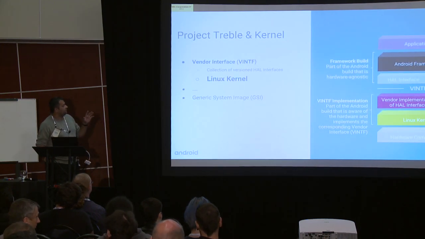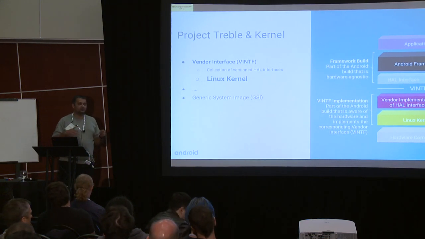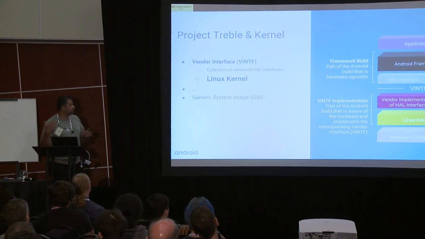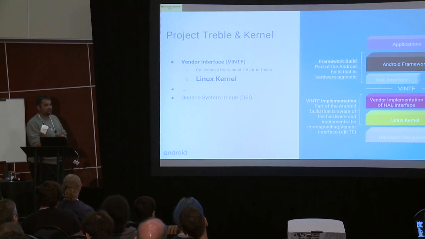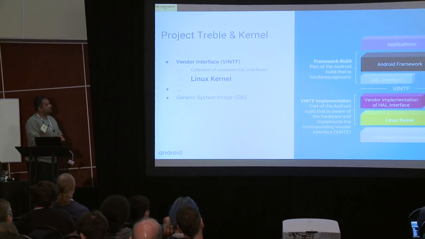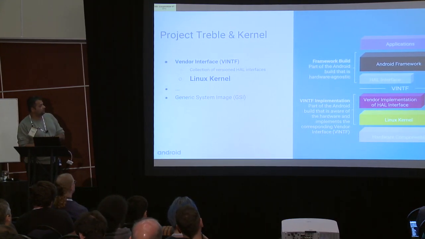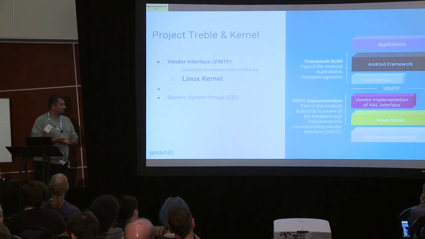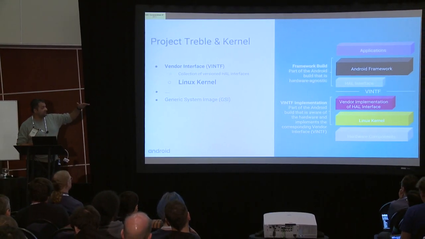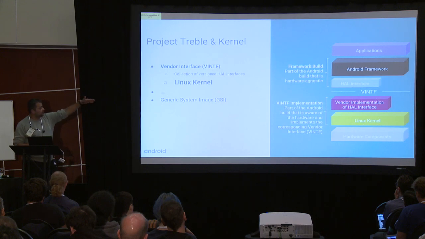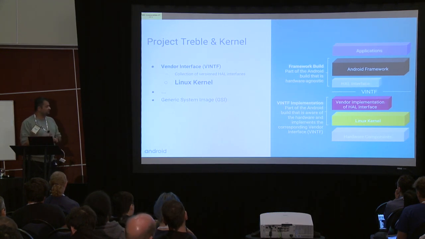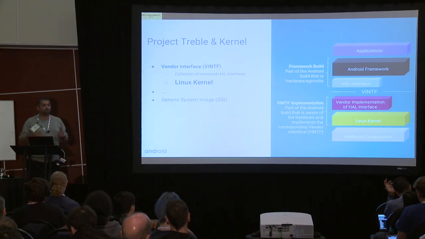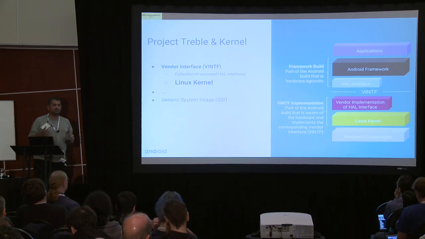Before we get there, I wanted to talk about Project Treble and its relations to the Linux kernel and what it ended up doing. Project Treble, introduced in Android Oreo, introduced a concept called a vendor interface, the VINTF line. The diagram basically calls it the vendor interface. What that means is we basically split Android in two architecturally.